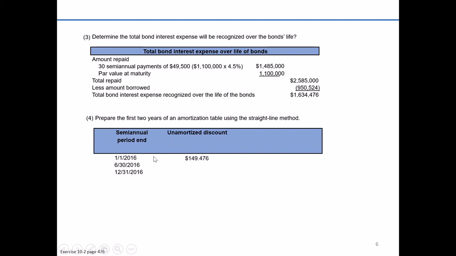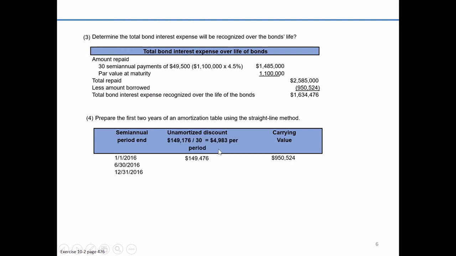So let's look at this at the very beginning. When they first issue this particular bond, the total amount of unamortized discount is $149,476. Okay. The carrying value, remember I said that that's going to subtract from bonds payable on our balance sheet, our unamortized discount is going to subtract from it. So our carrying value is $950,524. That's simply just our $1.1 million minus our $149,476.